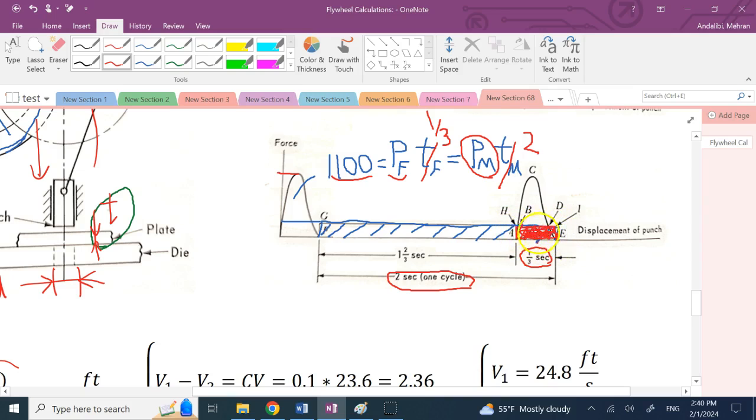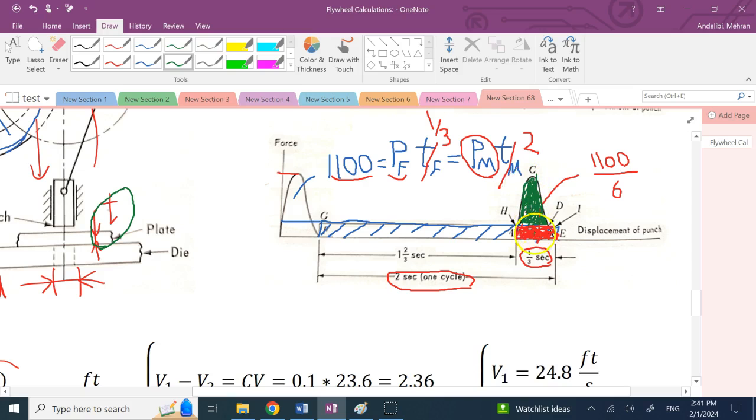How much is it? Remember, the whole big triangle is 1100. This one has the same height, but 1/6 of the width. So the area under the curve of this is 1100 divided by 6, which is the ratio of 1/3 and 2. This much of it is coming from the motor. The rest of it, which is this green area here, is what your flywheel has to provide. All of this green area has to come from the flywheel in a short time.